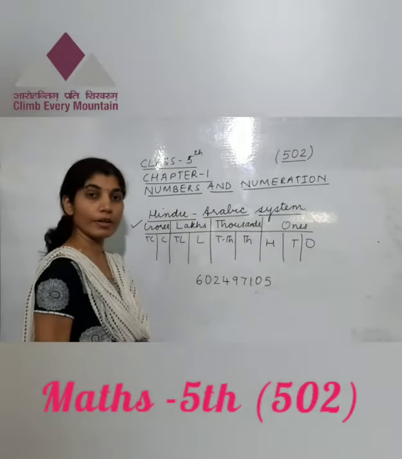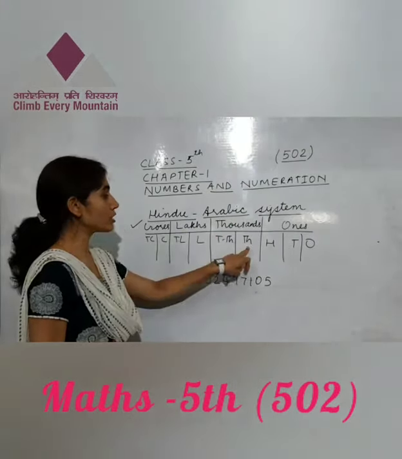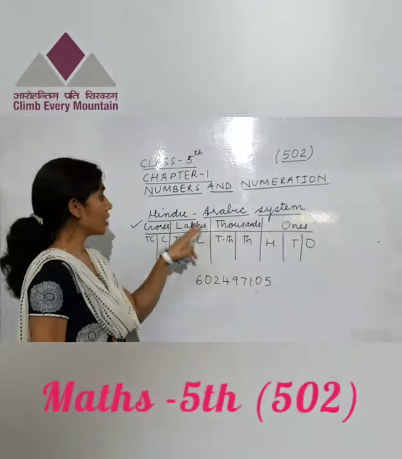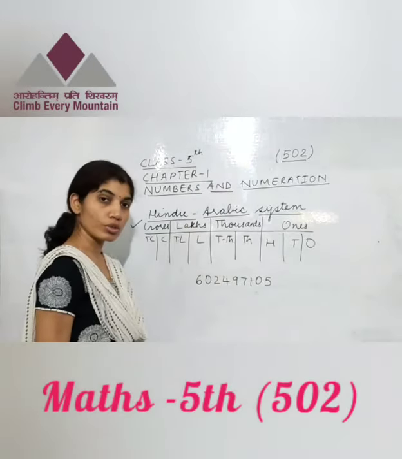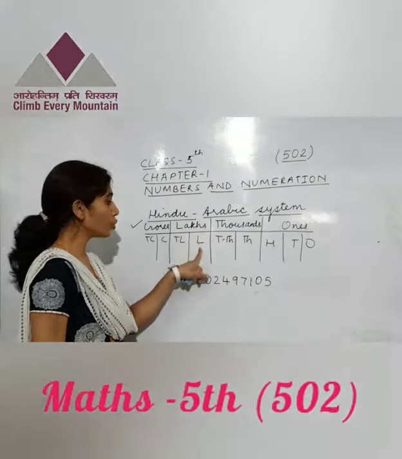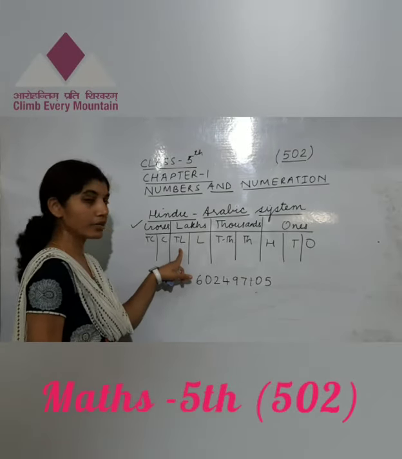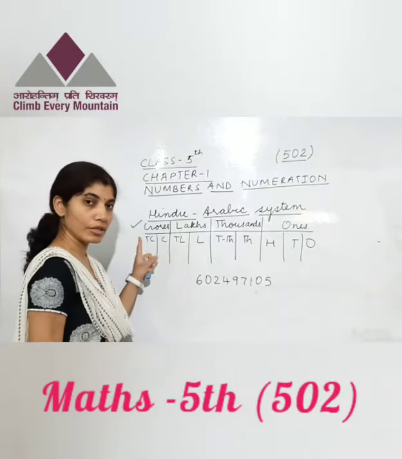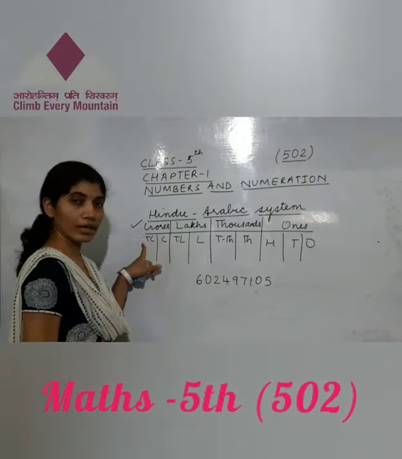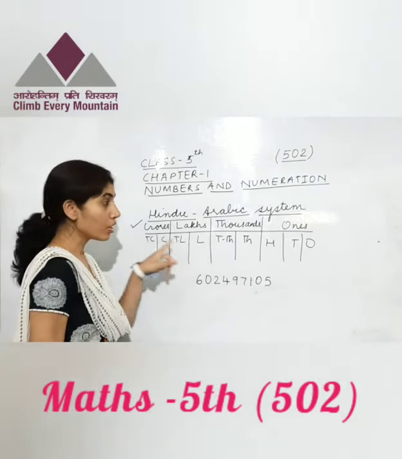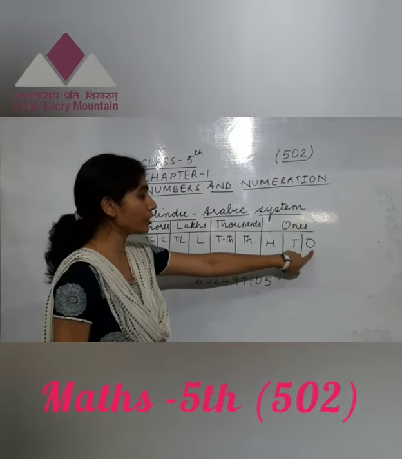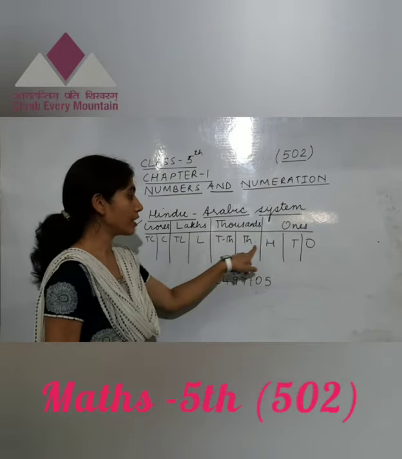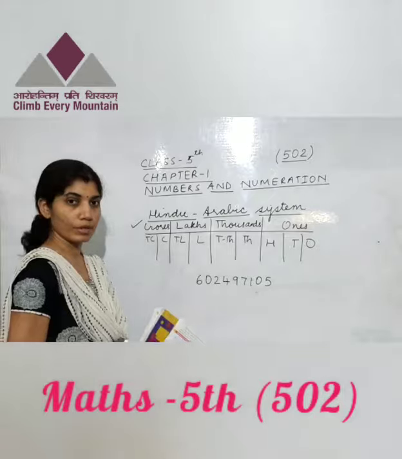The thousands period is divided into 2 places: thousands and 10,000s place. The lakhs period is also divided into 2 places: lakhs and 10 lakhs. And the crores period is also divided into 2 places: crores place and 10 crores place. Okay? Only in the ones period we have 3 places and in other periods we have 2 places.